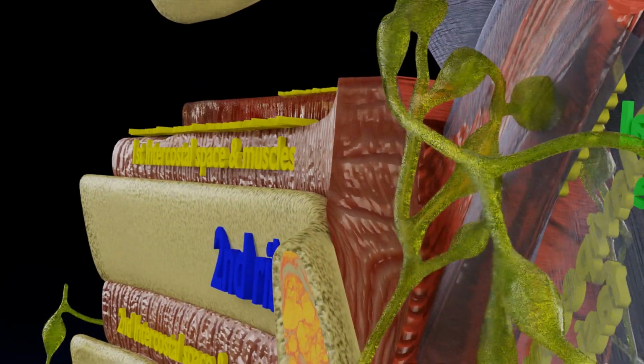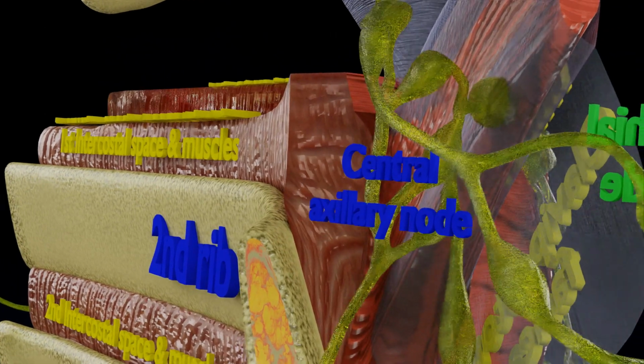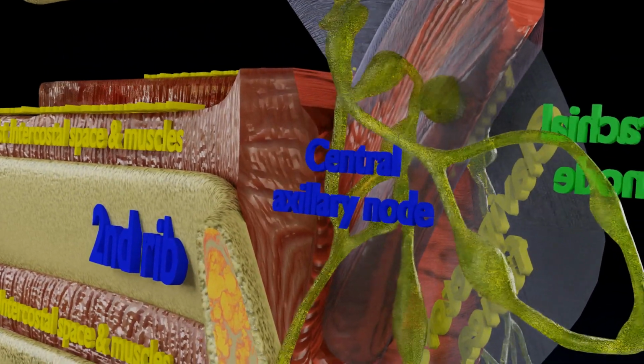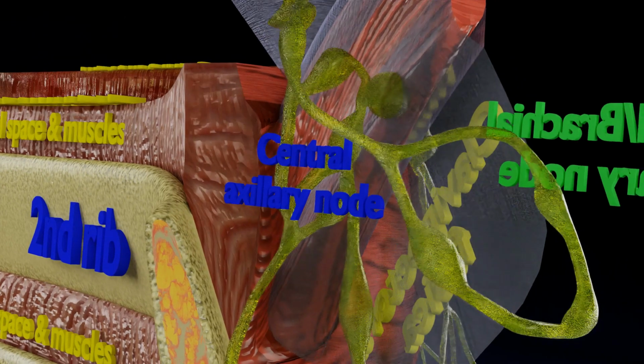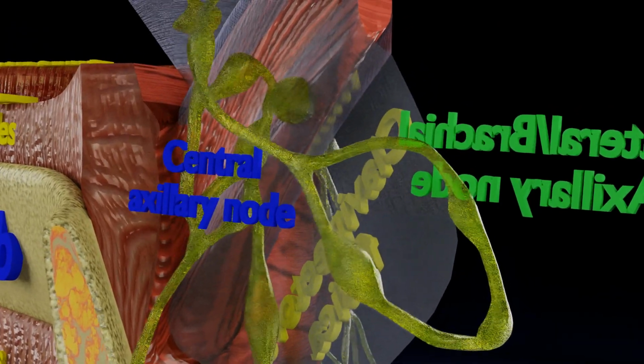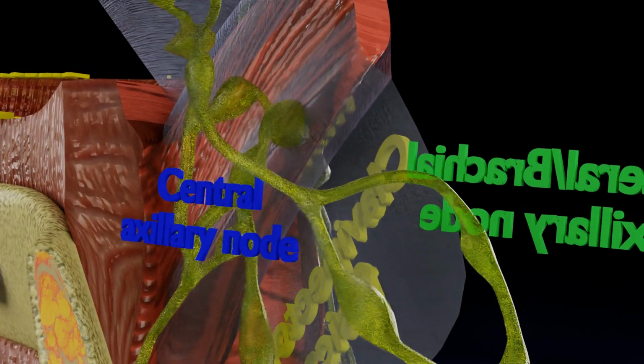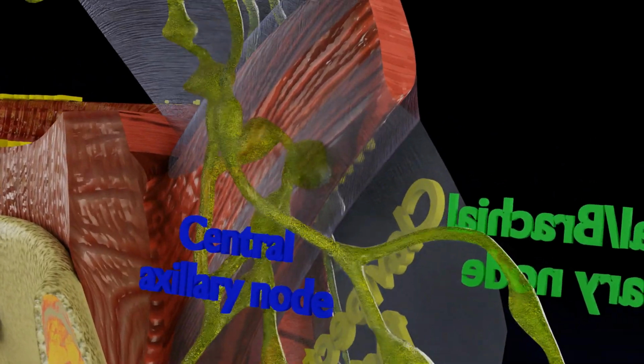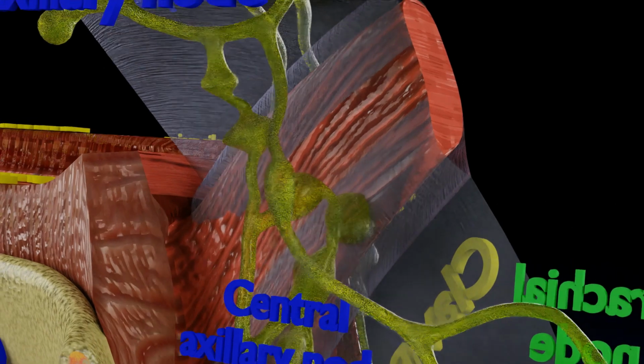The central axillary nodes seen here lie deep to the pectoralis minor muscle within the adipose tissue of the axilla. They contain about 4 to 5 nodes and receive drainage from the breast through the above mentioned lateral, anterior, and posterior axillary lymph node groups.